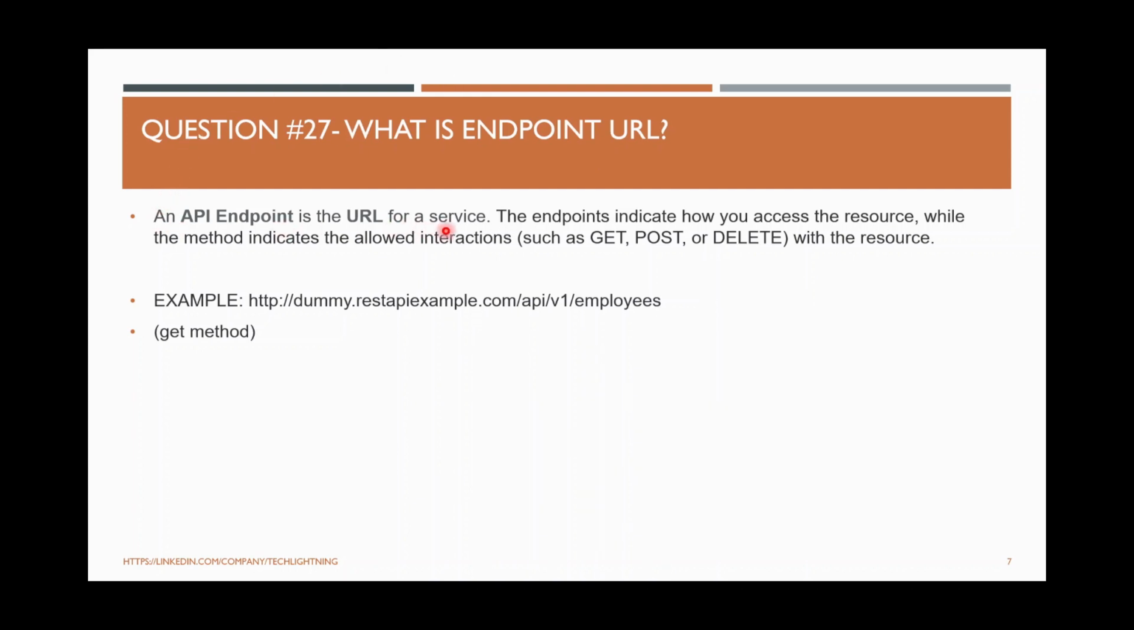An API endpoint is a URL for a service. For example, I have a service called order service, or a get member service, or some get pack service. It's an API, and I want to access that service. Then you will have a host name, slash, and your endpoint details, like order service or customer service. That's your API endpoint.